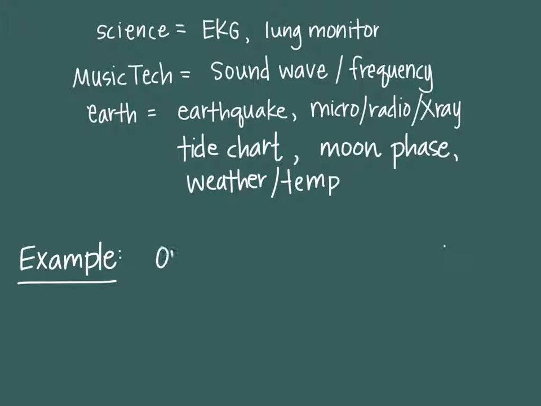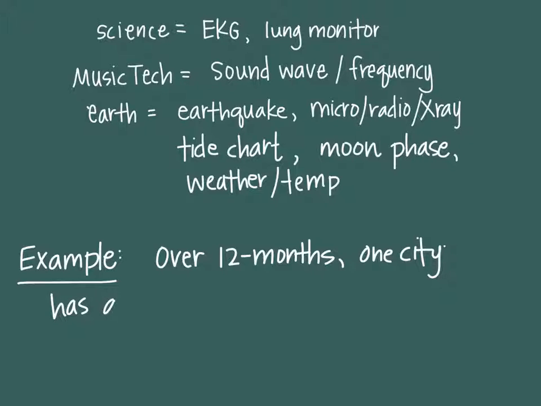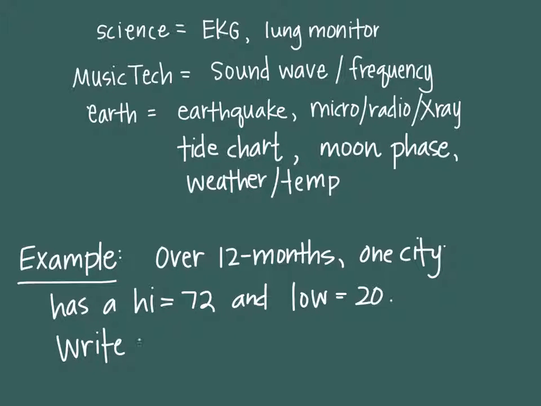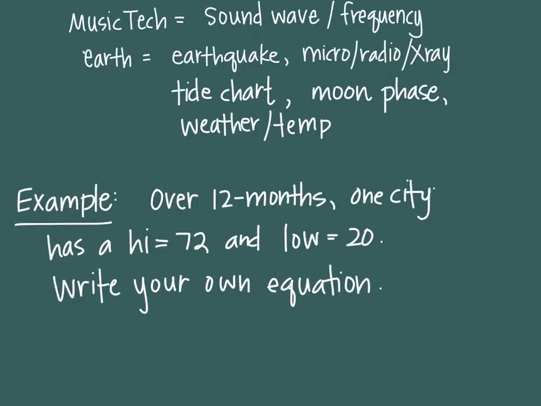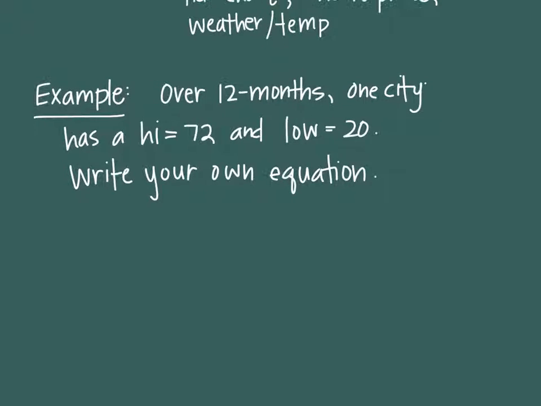Okay. Over 12 months, one city has a high equal to 72 and a low equal to 20. Write your own equation that would make this. So you don't need graph paper to do this, but I would encourage you to think about one cycle.